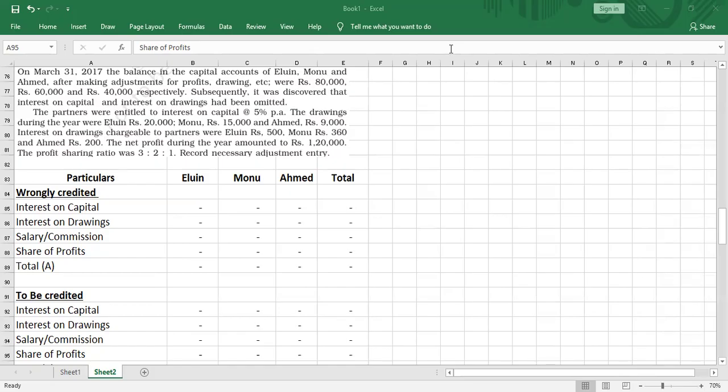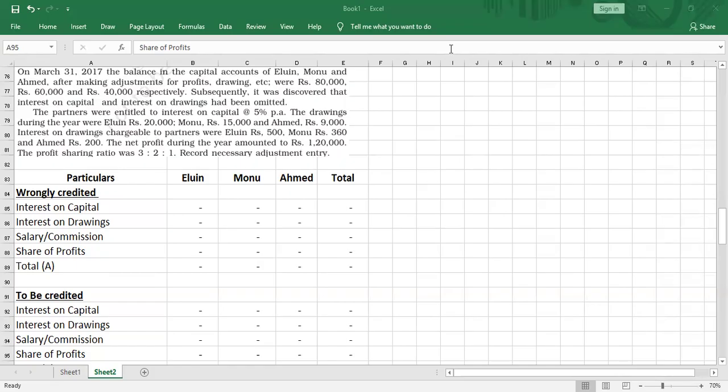The partners were entitled to interest on capital at the rate of 5% per annum. The drawings during the year were Elwan 20,000, Monu 15,000, and Ahmed 9,000. Interest on drawings chargeable to partners were Elwan 500, Monu 360, and Ahmed 200. The net profit during the year amounted to 1,20,000. Profit sharing ratio was 3:2:1. Record the necessary adjustment.